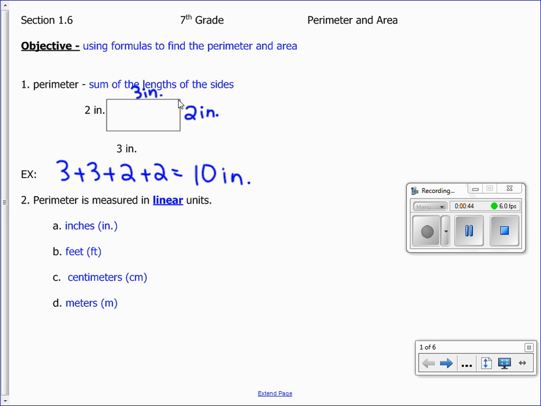Remember, it's IN with a period for the abbreviation. Perimeter is going to be measured in linear units. That's what you're talking about. Perimeter is the exterior. So inches are going to be IN, feet are FT, centimeters are CM, meters are M. Notice that the only abbreviation that has a period is inches, to designate it. It's not the word "in."